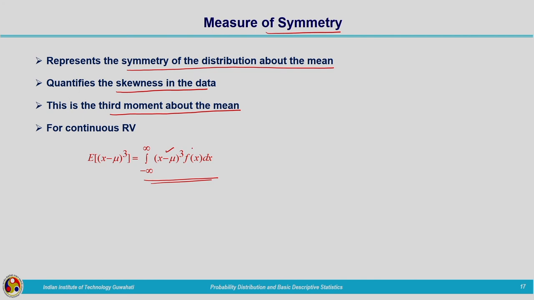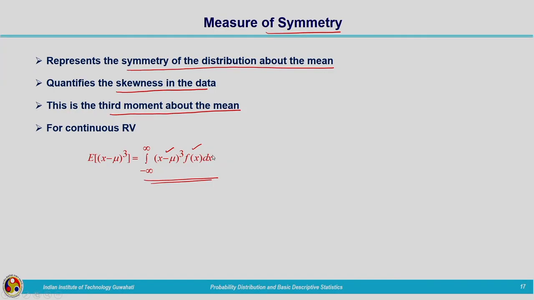(x minus mu) cube f(x). f(x) is our probability density function. We are taking (x minus mu) cube because it is the third moment, and instead of x we are using x minus mu. Why? Because the moment is taken with respect to the mean. That is why we have the term x minus mu. This is representing the third moment, that is why (x minus mu) cube. (x minus mu) cube f(x) dx, that is representing the skewness. This is for the continuous random variable.